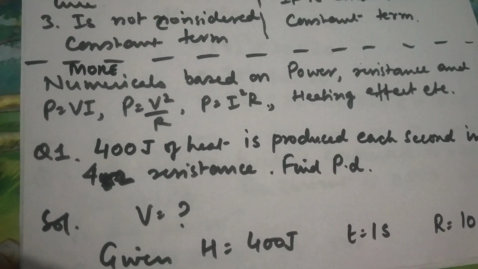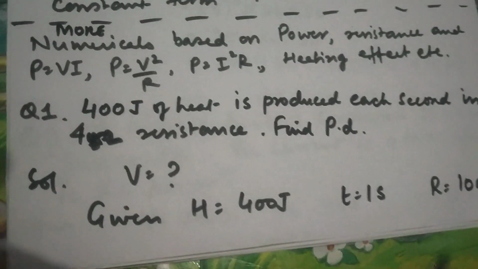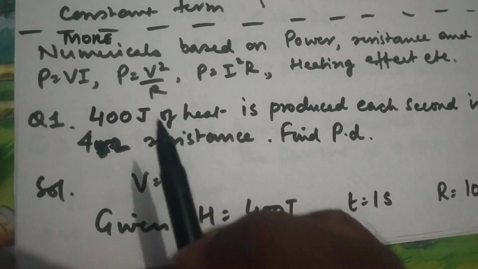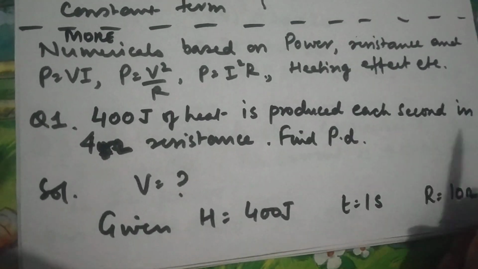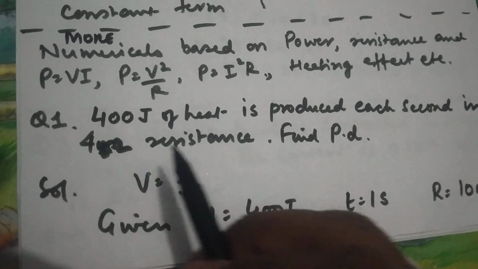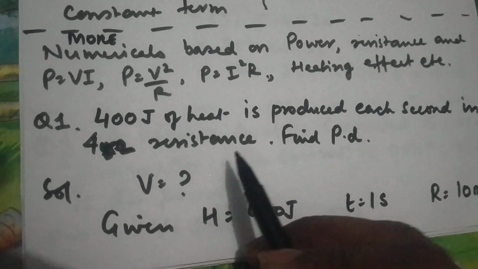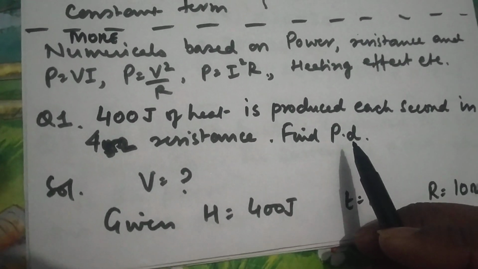So we are coming to the first question. If 400 joule of heat is produced each second in a 4 ohm resistor, find the current. I am repeating the question.